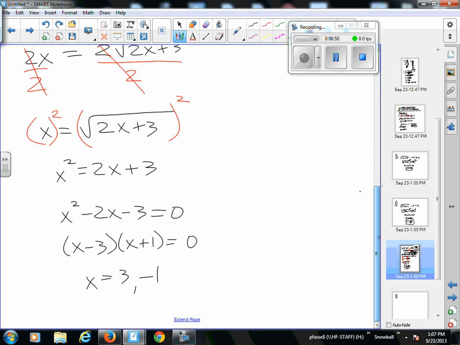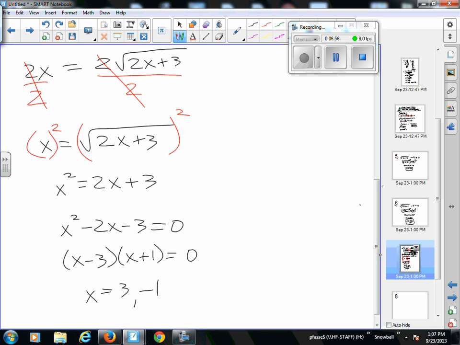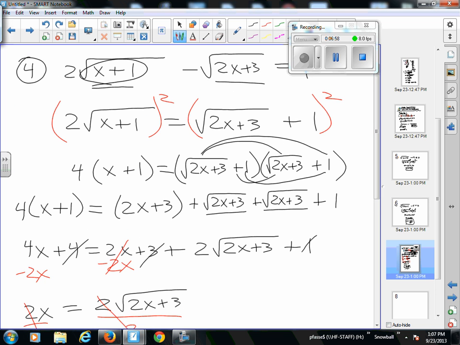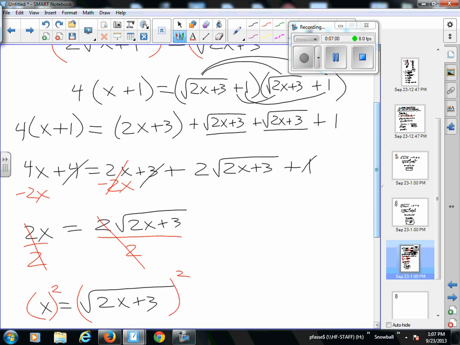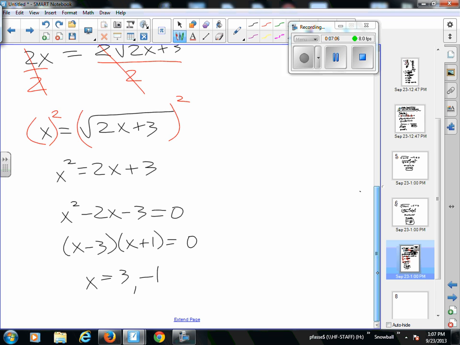So in any case, if x equals 3, if I plug back in, 3 does not make either of those a negative number, so we're fine. So 3 is good. But negative 1, if you look, negative 1 will make that negative. Negative 1 makes that radical negative, and therefore that is not a solution.